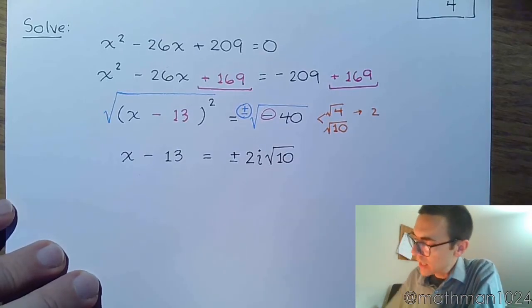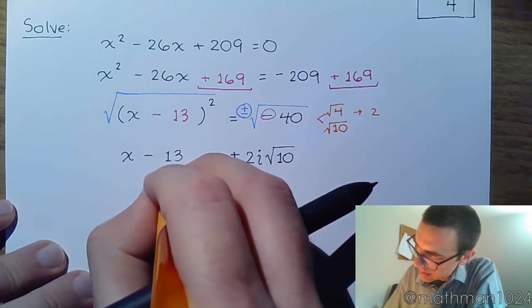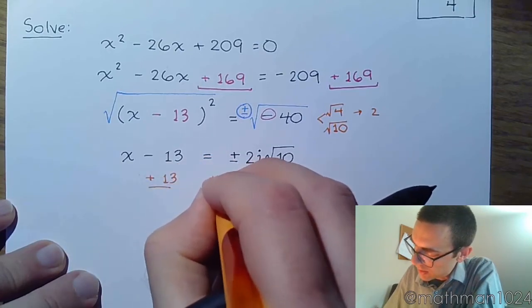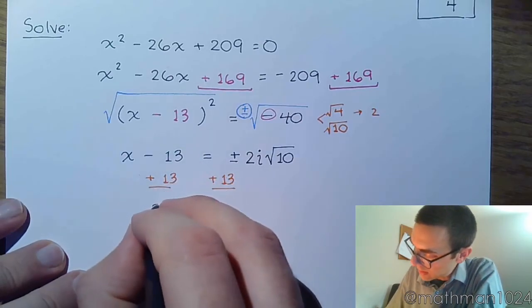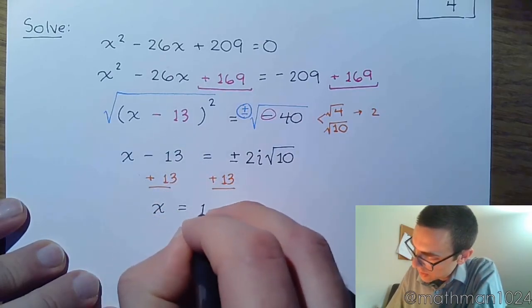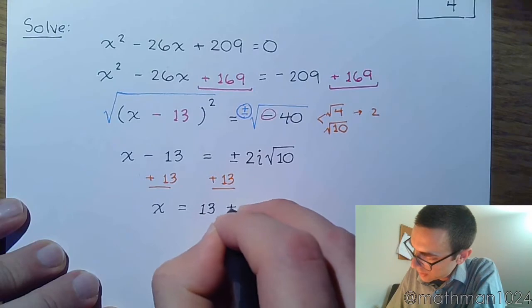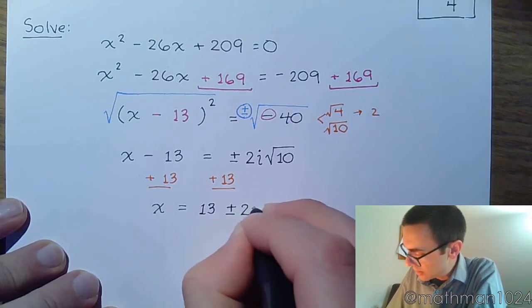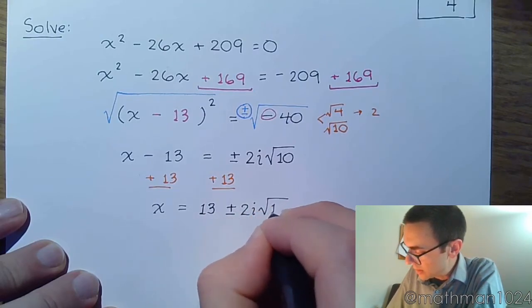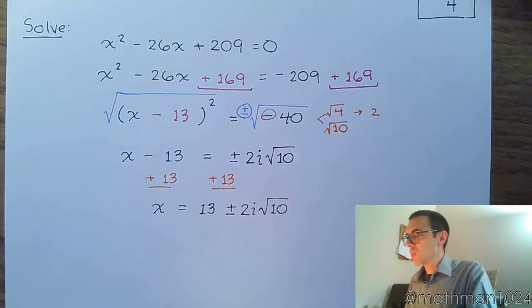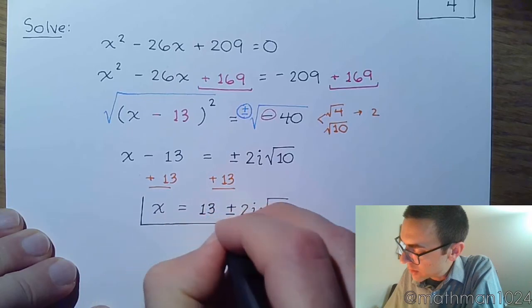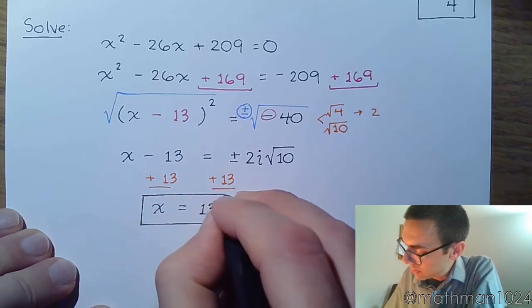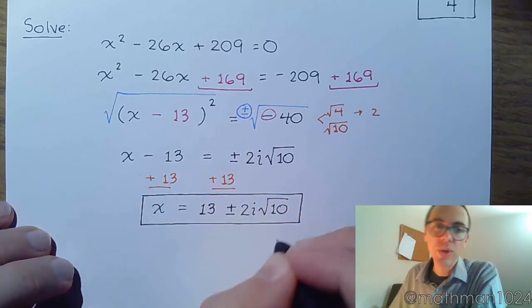And then just one last step to get x by itself. And that is to add 13 to both sides. So x is equal to 13 plus or minus 2i times the square root of 10. Not really the prettiest number that we've ever seen, but these are the solutions to this equation.